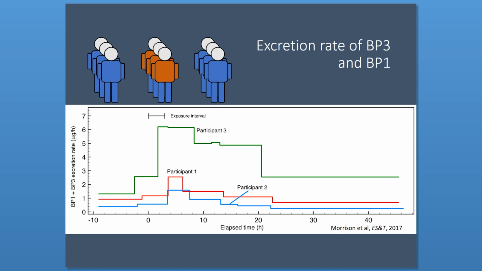And you see here the excretion rate of BP3, the parent compound, and its metabolite over time. And you see when they wear it and after they wear it, you see a rise in the excretion rate in urine, and then it drops down. There are differences amongst the participants, which in this case probably has a lot to do with differences in their skin. And I won't go into that, but that's an important consideration when we're thinking about exposure to the whole population.